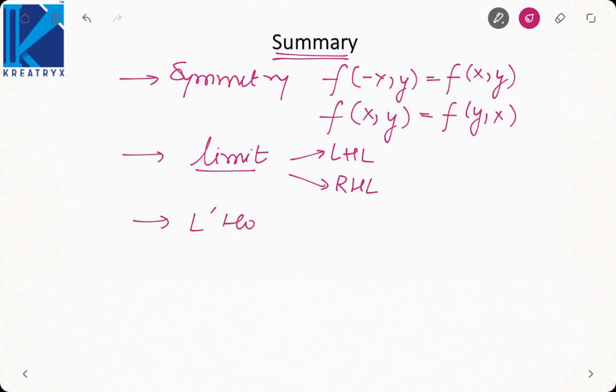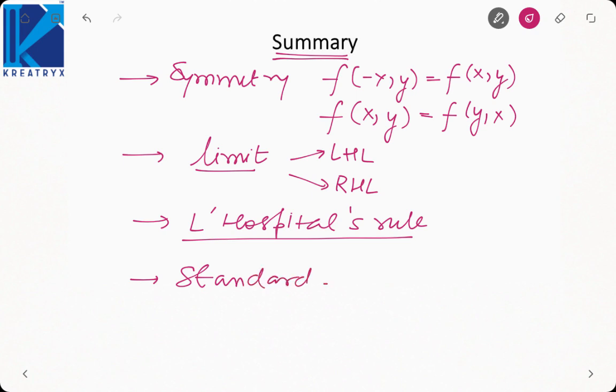Then we studied L'Hopital rule, which is used to calculate the limit for the indeterminate form, that is 0 by 0 or infinity by infinity. We saw how you can reduce other forms to the standard form in order to apply this rule. Then we saw some of the standard limits which we can easily derive using L'Hopital rule. Then we saw the concept of continuity, that the limit must exist and it must be equal to the function value at that point. In the next lecture, we will see a few problems based on limit and continuity, so you know how to apply these conditions.